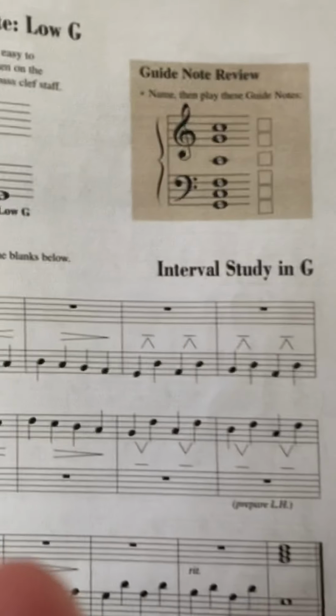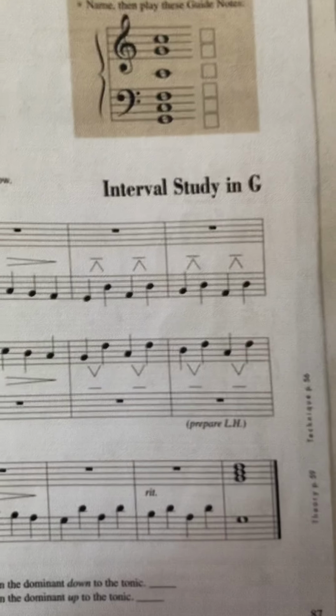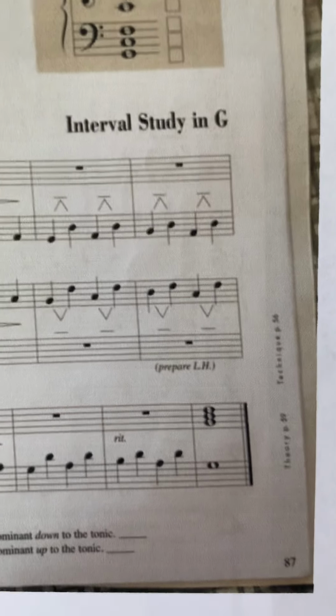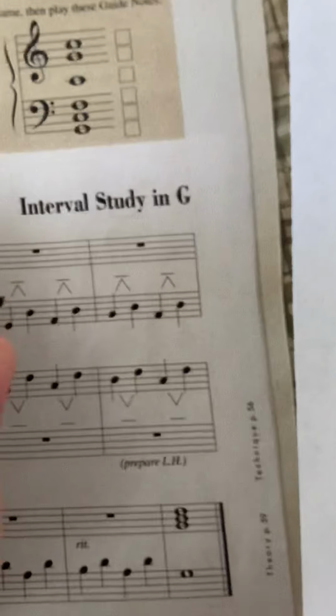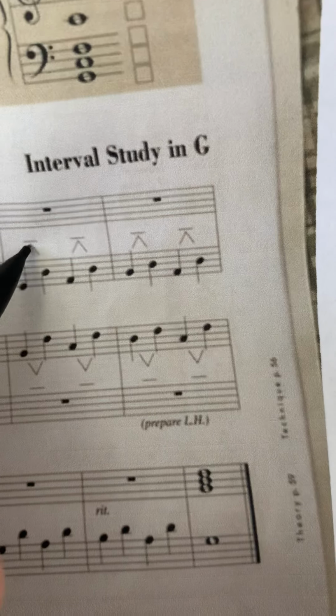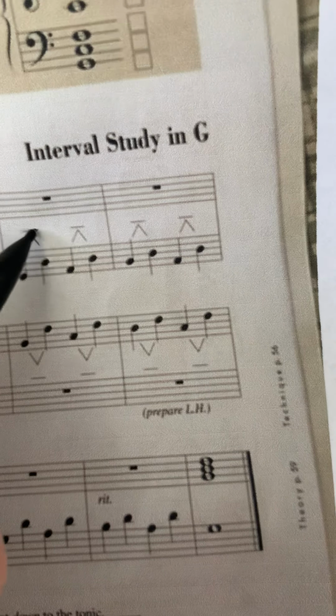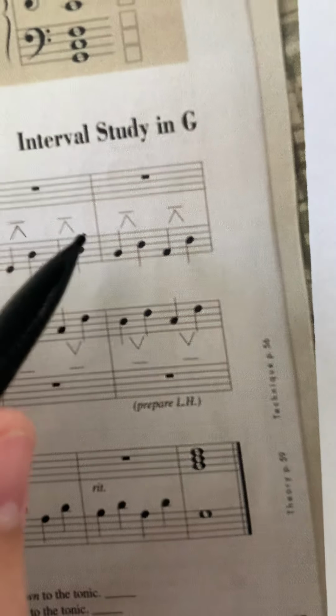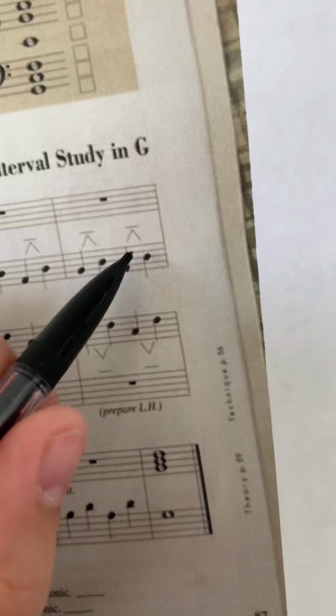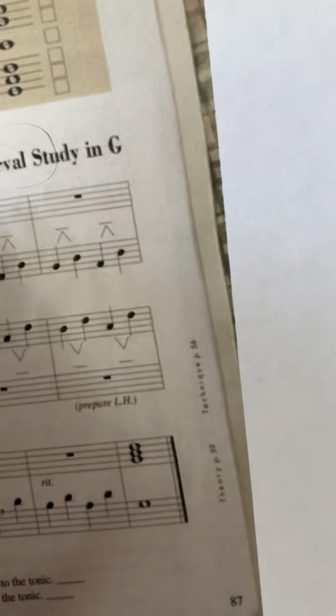And then it has you play some intervals here on measure 3. See that? So that's what these little upside down V's are. They're asking, what is that interval from a G to a D, and an A to a D, and a B to a D, and an A to an E? So that's kind of going back to our intervals.